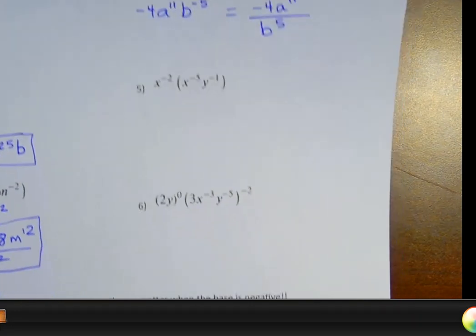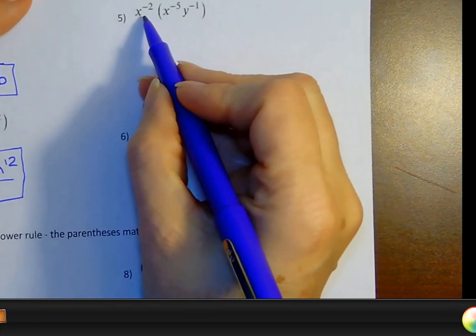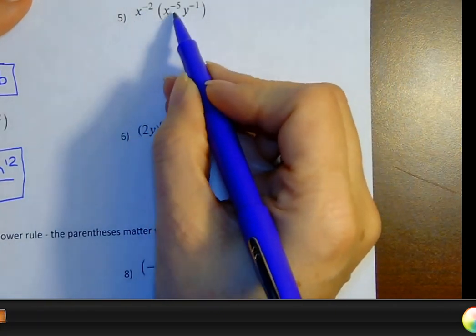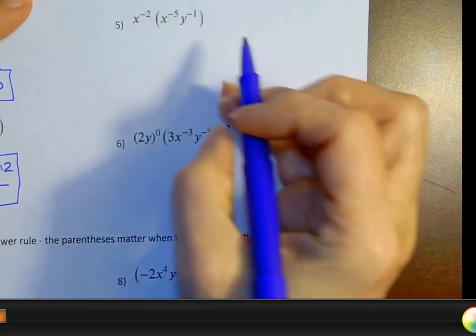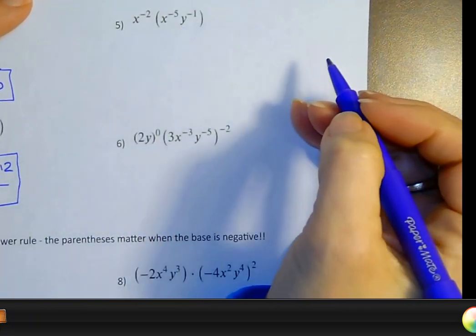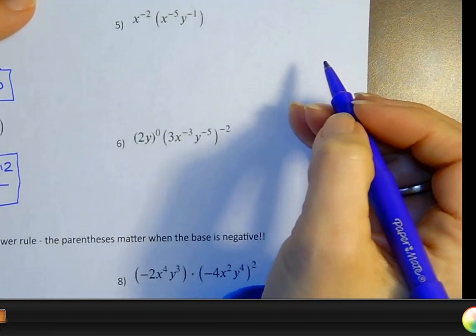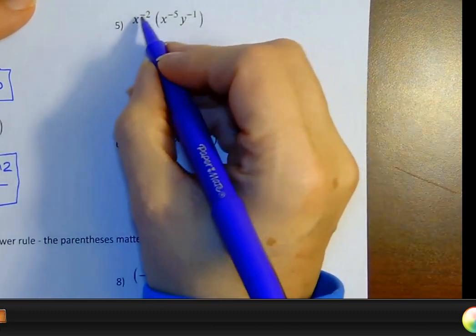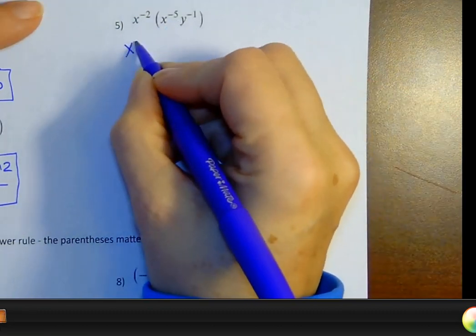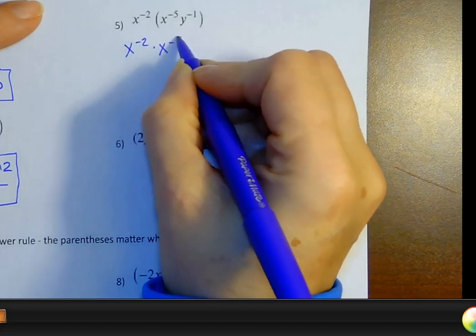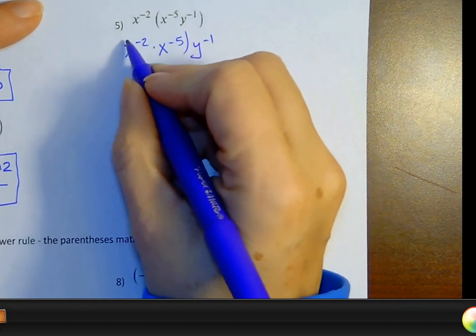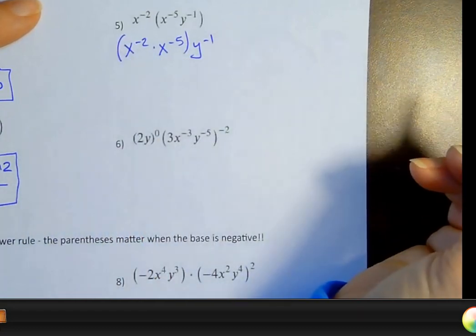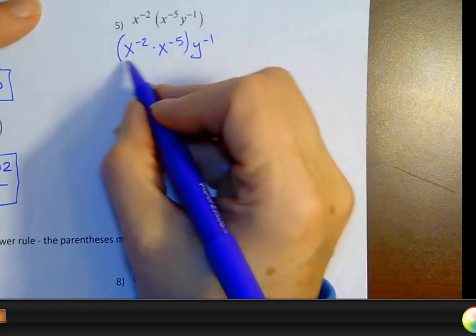Number 5, here we go. X to the negative 2 times x to the negative 5 times y to the negative 1. And I have parentheses here, but it's all multiplication. So the associative property lets me rearrange those parentheses, right? I can also call this x to the negative 2 times x to the negative 5 times y to the negative 1. I can associate those guys first if I want to. It does not matter. I will.